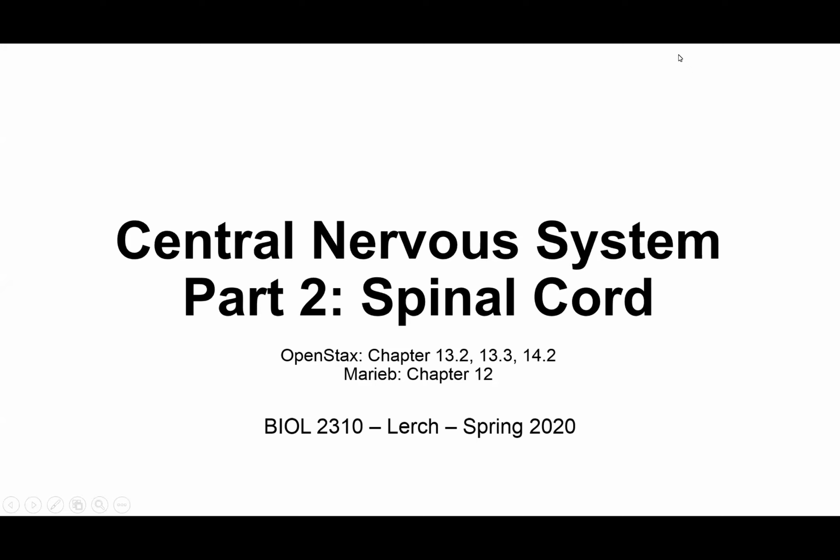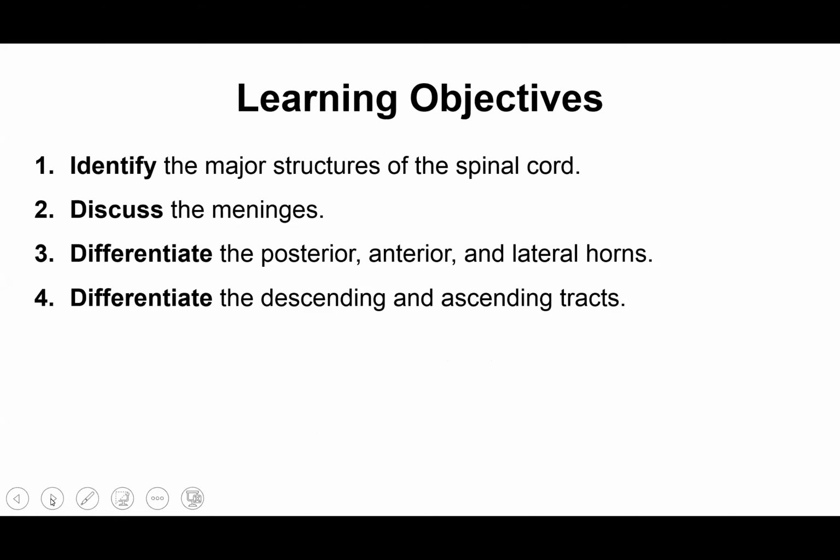All right, everybody, welcome to part 2 of the central nervous system lecture, where we're going to discuss the spinal cord. So we're going to talk about some major structures in the spinal cord, discuss the meninges, talk about some of the different horns and their responsibilities, and also differentiate descending and ascending tracts, and then finally we'll end with some spinal cord injuries and diseases.